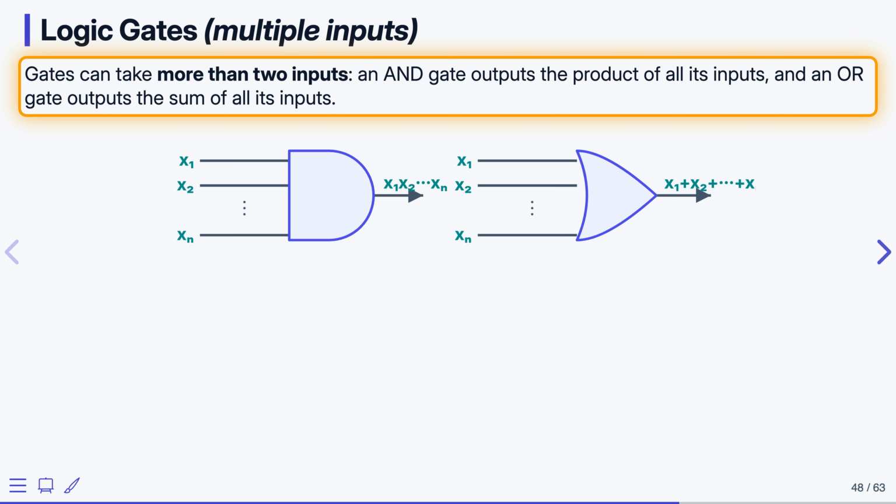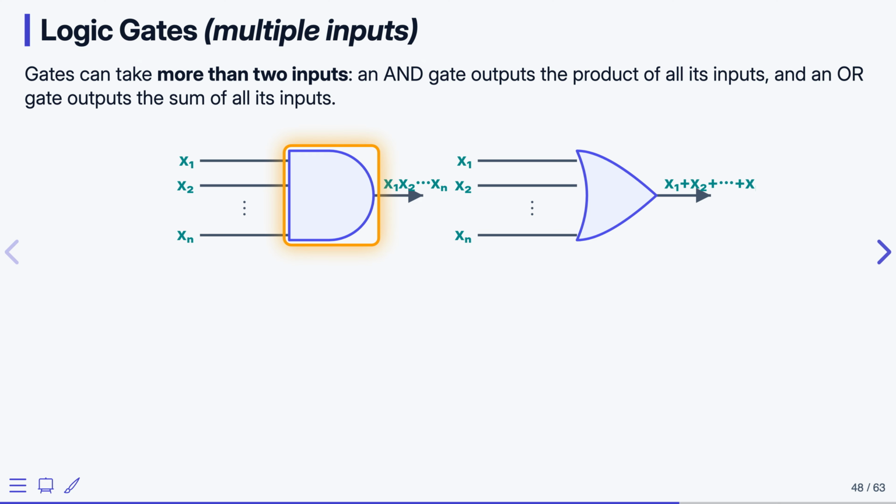Gates are not limited to two inputs. They can take as many as we need. The first drawing is an AND gate with n inputs. Its output is the product of all of them, so it is 1 only when every single input is 1. The second drawing is an OR gate with n inputs. Its output is the sum of all of them, so it is 1 as soon as at least one input is 1. The three dots in the middle mean the pattern continues for as many inputs as we need. Wide gates like these save us from chaining a long line of two input gates.